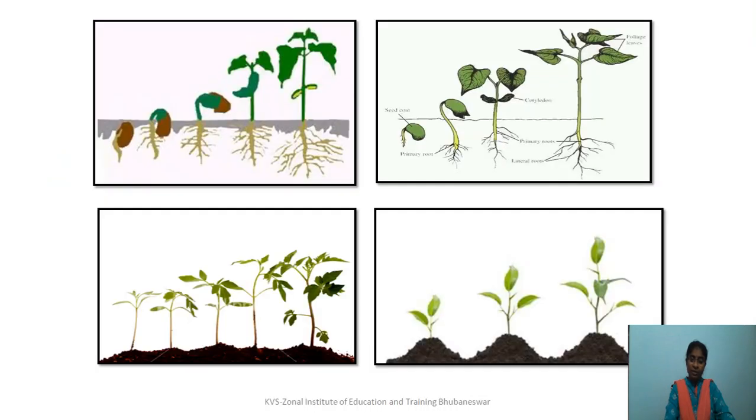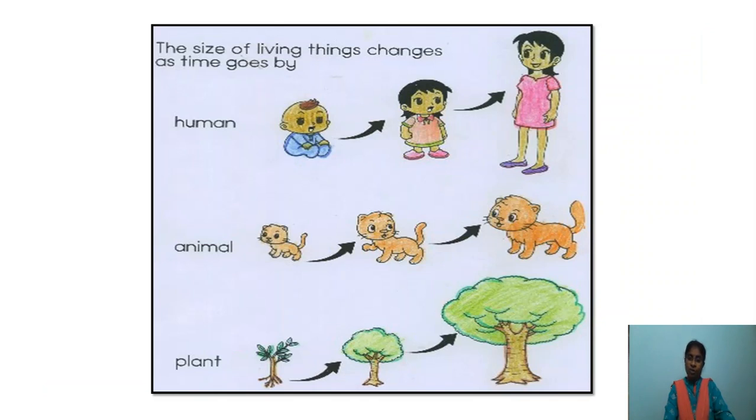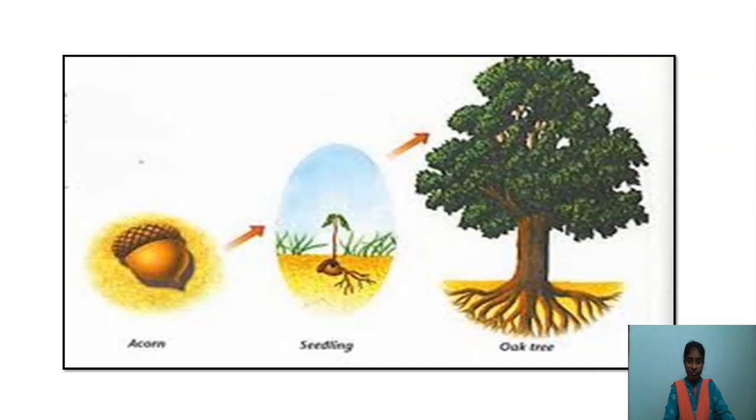You can see here the plant seeds are growing, and here animals are showing movement, reproduction, sensitivity to change, growth, respiration, excretion, and nutrition. Now the size of a living thing changes as time goes by. You can see the development of humans, animals, and plants. So definitely the size is increasing. This is from the seed to the seedling and then the tree.